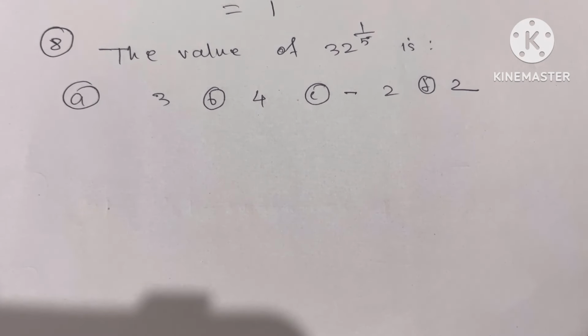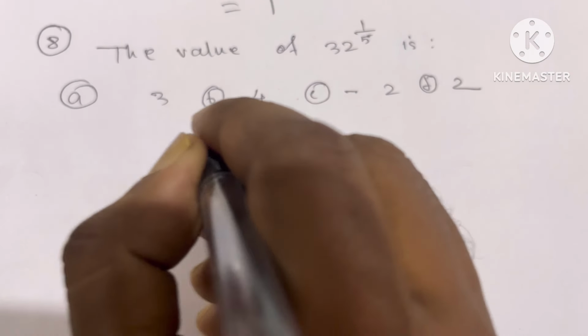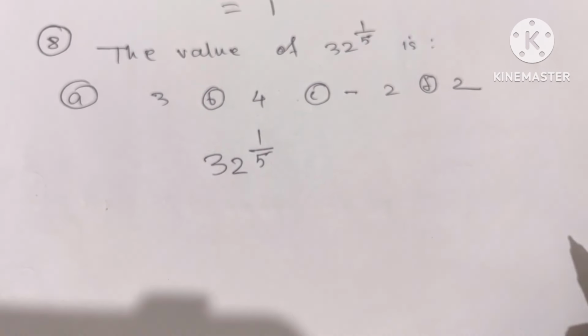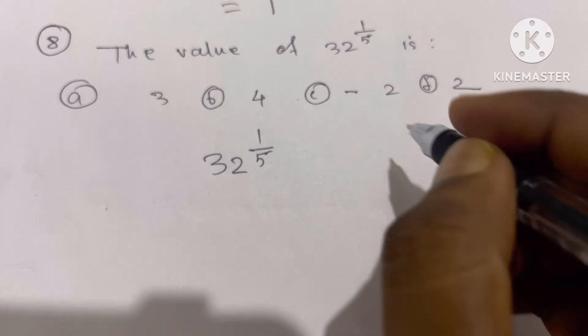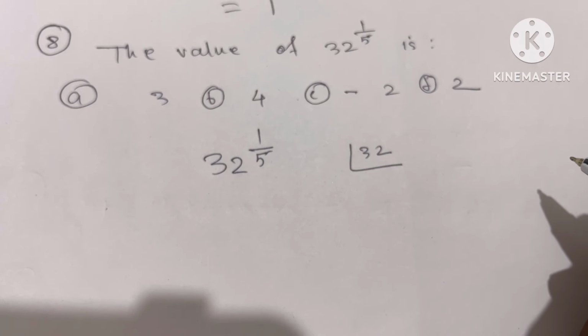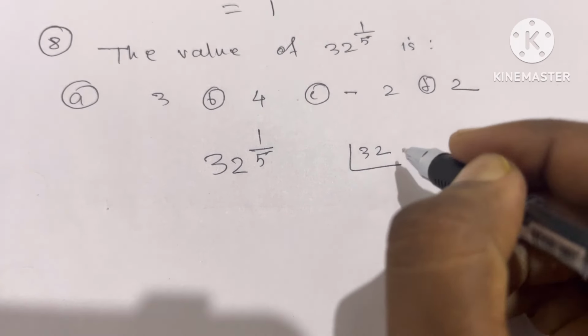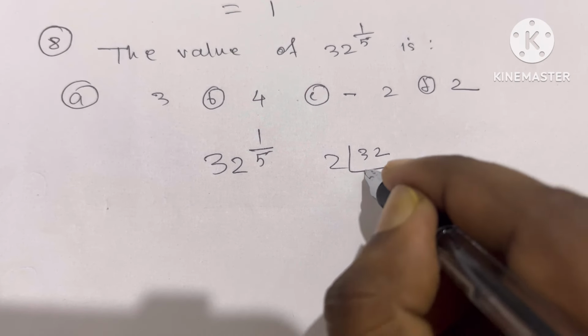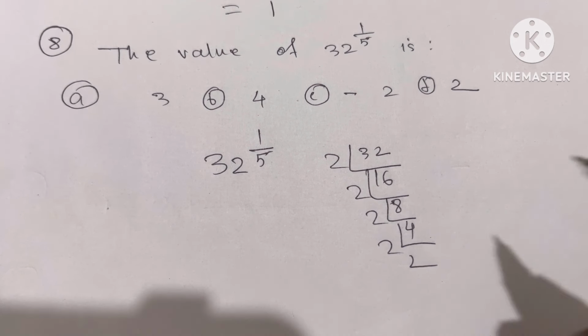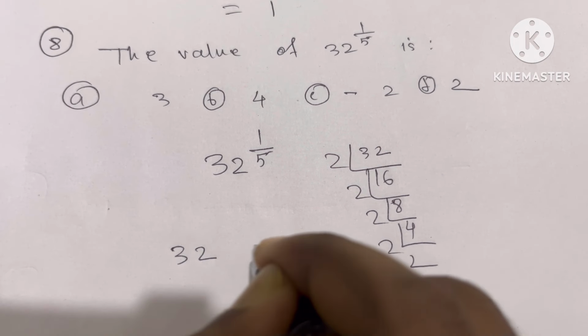So question number 8. The value of 32 to the power 1 by 5. This is very simple. We want to find 32 to the power 1 by 5. So how will we find it? By factorizing. 32 is an even number because the last digit is 2, so for factorizing we can divide by 2. 2 sixteens are 32, 2 eights are 16, 2 fours are 8, 2 twos are 4, and 2 ones are 2. So after factorizing I got the factors of 32.